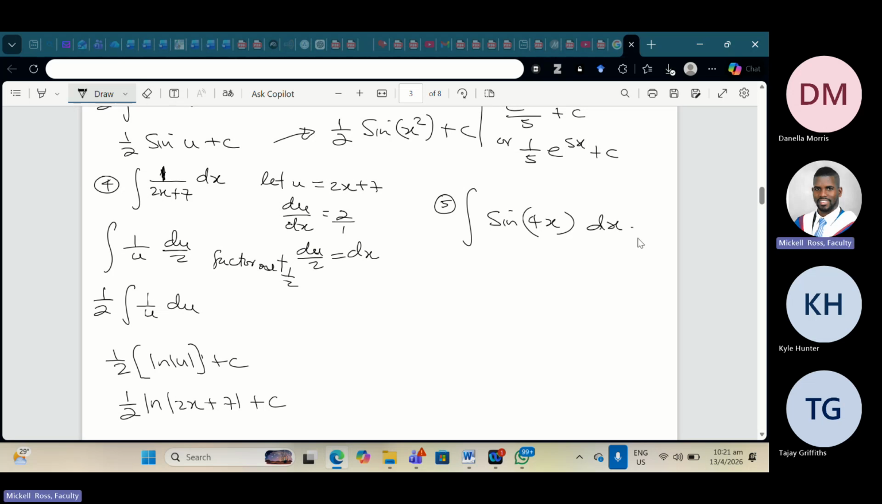Try this one for me. U is going to be what is in the bracket, which is going to be 4x. So try this one, please.